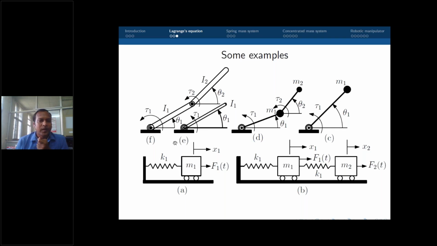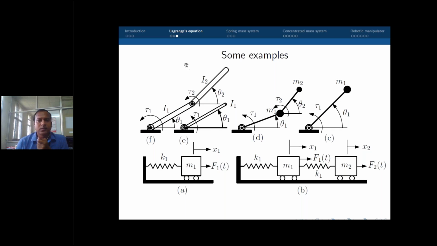Let us move to figure F. In figure F, you can see that this is just an extension of figure E, where we have added another rod at the end of the first rod, and both rods have distributed mass. So this last figure F is a two-arm robotic manipulator, and this manipulator can move in one plane only. We will find out the equation of motion for this robotic manipulator. That is our final goal in this talk.